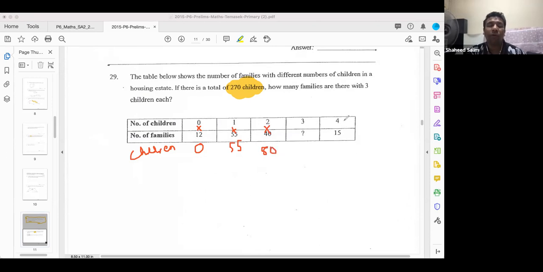15 families got 4 children. You must times. How many children are there in the 15 families? You times by 4, you get 60. Then you take 270 to minus these 3. You see, this one 12, no need, they got no children, 0 children. So what's your answer, Mr. Izzat? And Akil, come on, Akil.